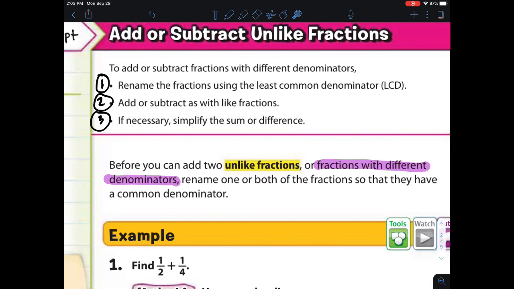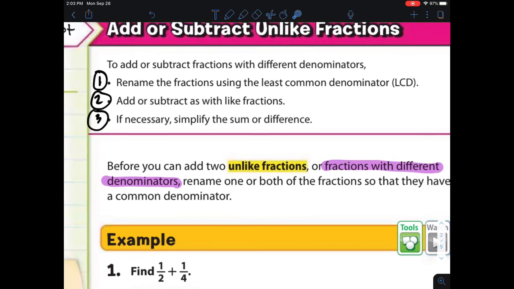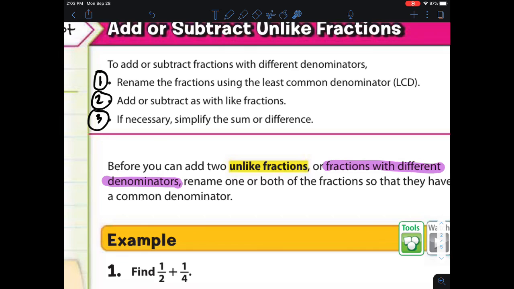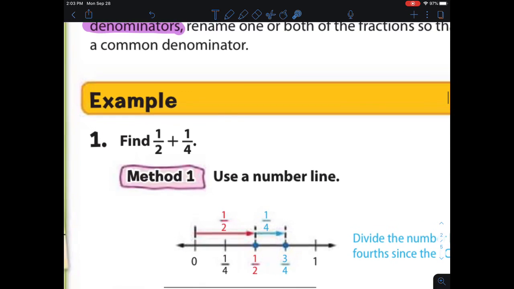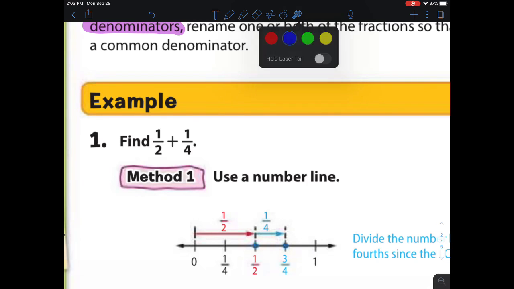Let's take a look at example number 1. Example number 1 talks about 1/2 plus 1/4. In method 1, example 1, we are going to use a number line. So you have 1/2. Okay, start with 1/2. So this is your 0, right here. And you start with 1/2. Since it's a positive, you're going to the right. So 1/2. And then you're adding 1/4. So this is 1/2. And if you're adding 1/4, it goes to 3/4.